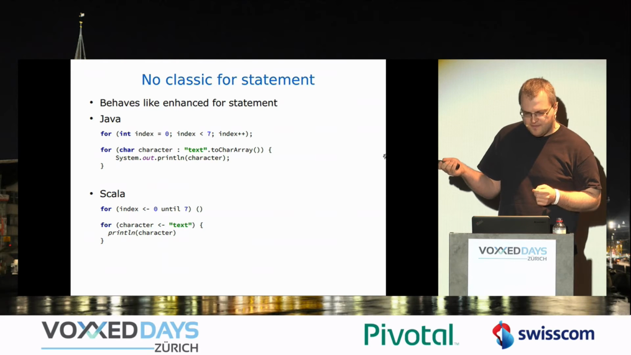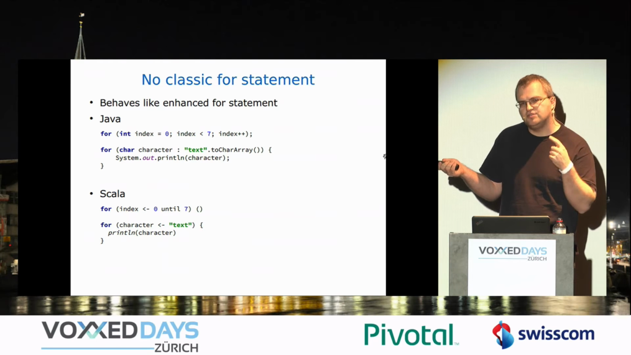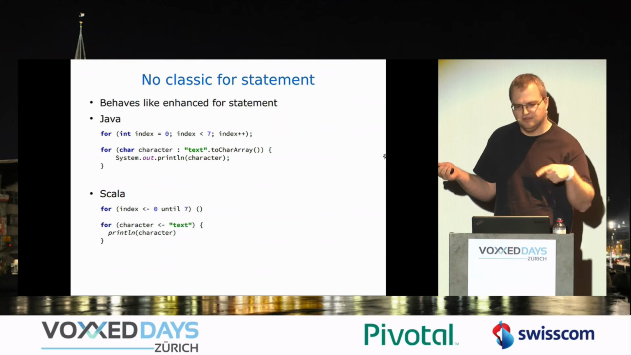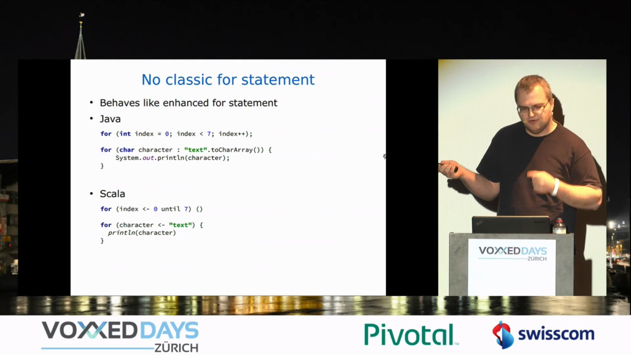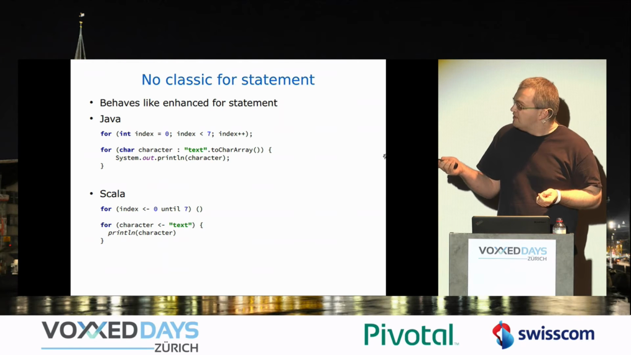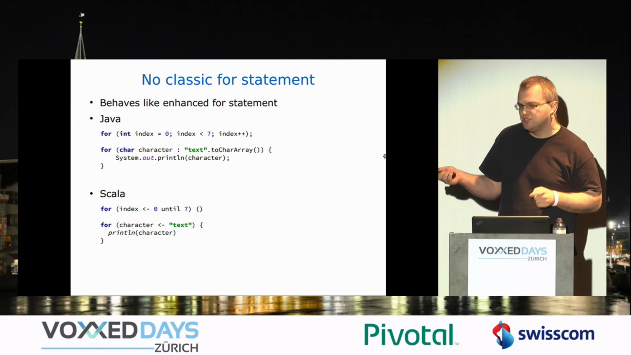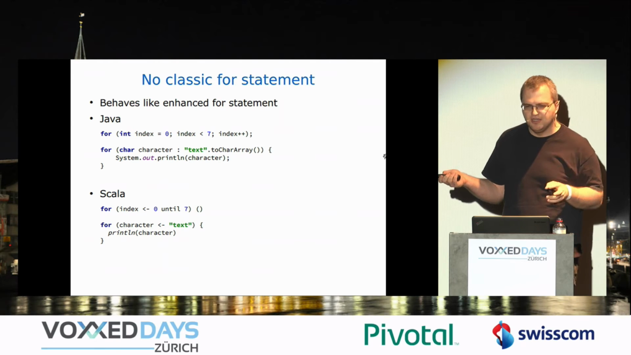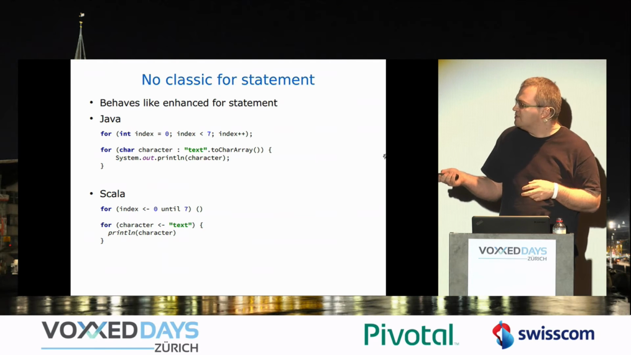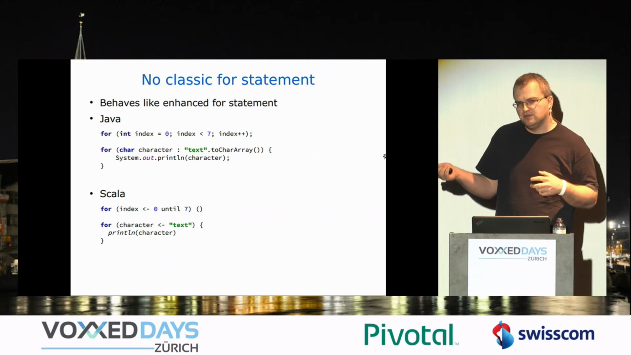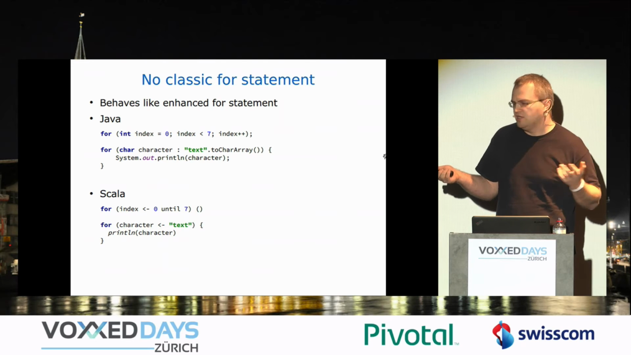And another funny thing, there is no classic for statement. You know, the iterative type, like starting with something, index, increasing the index, and then counting and executing a statement several times. There is no such thing, but it can be easily replaced or emulated by specifying a range, which will generate an iterator for this range, and then the for statement will operate just like the enhanced for statement in Java, which can iterate over all kinds of iterators and collections and things like that.